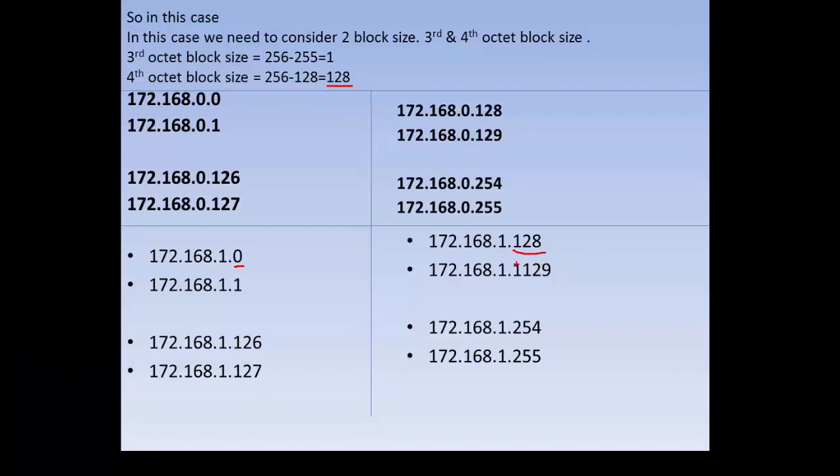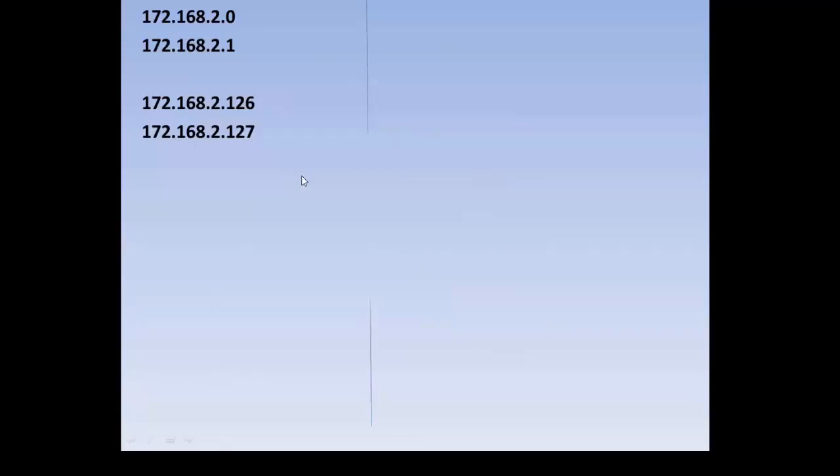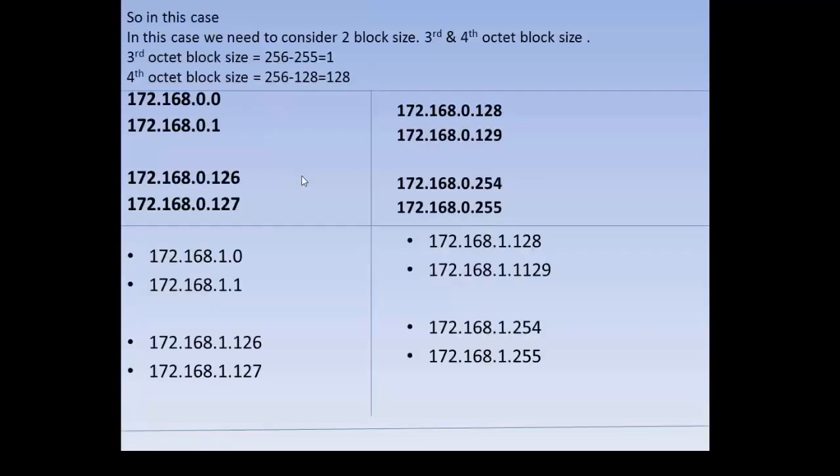Sorry, a little mistake here. So 129, go up to 254, and 255 will be the broadcast. So in this way we move on. When this fourth octet gets saturated again, naturally the third octet variation is 1 again. It becomes 2, again 0, a variation of 128 in the fourth octet.